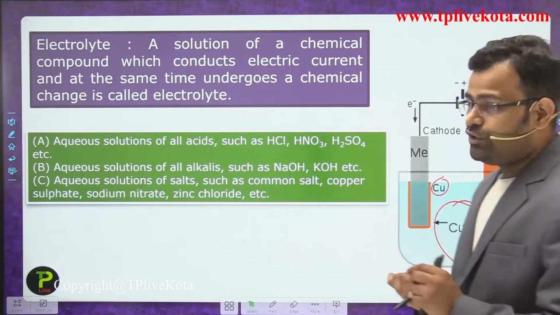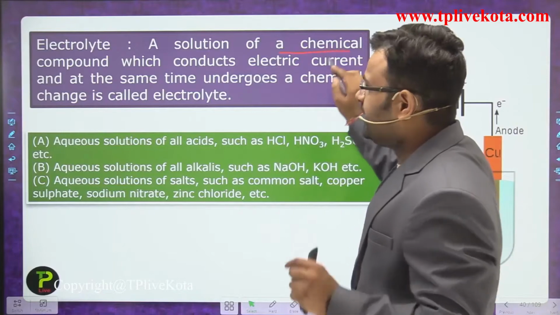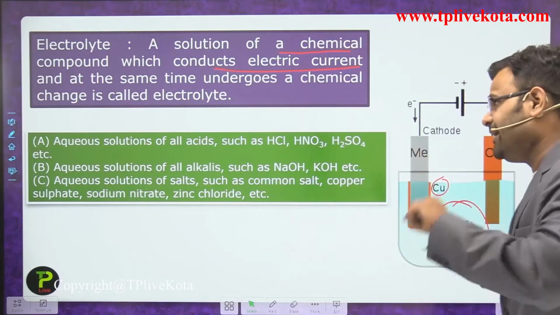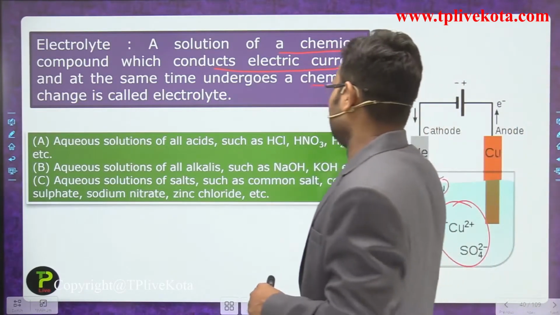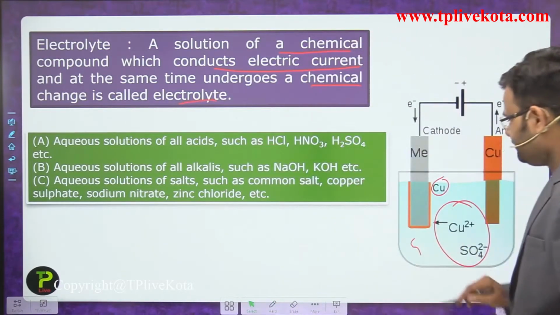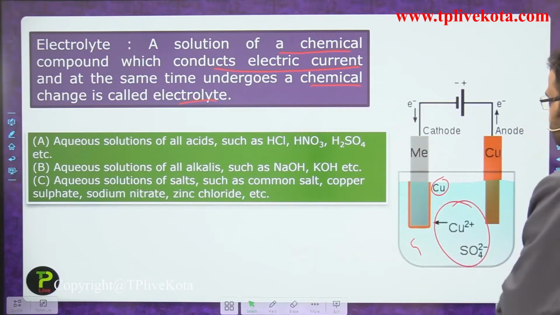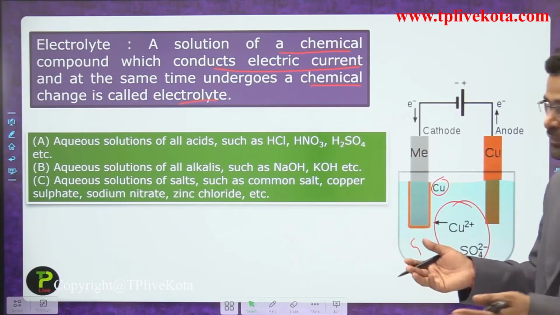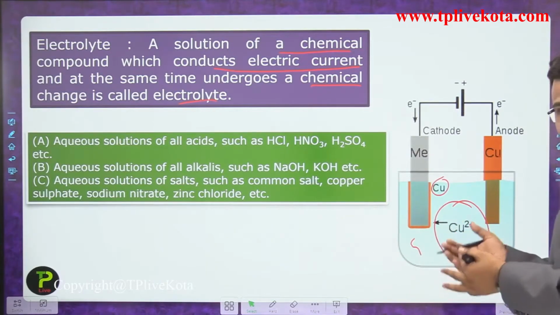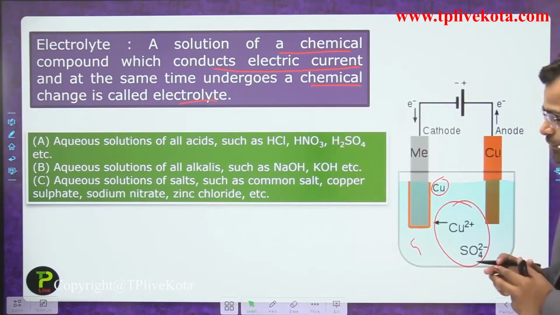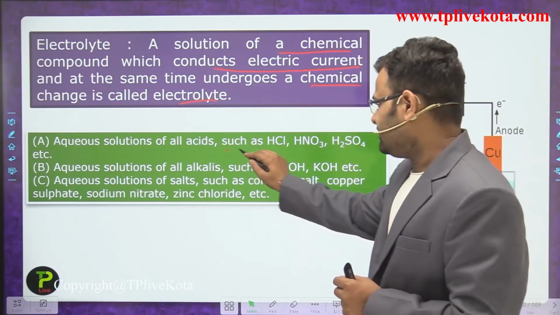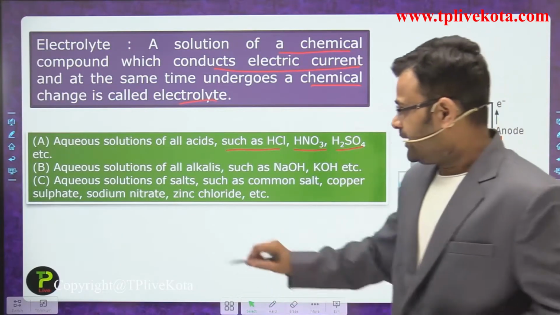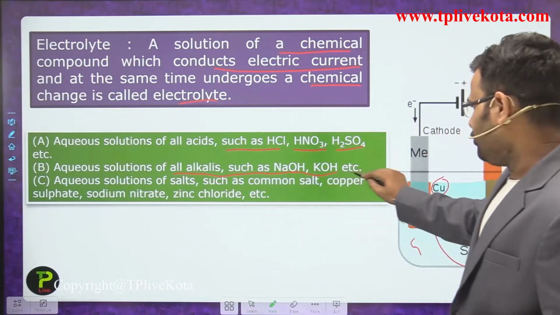Now, an electrolyte is a solution of a chemical compound which conducts electrical current and at the same time undergoes chemical changes. It is a chemical which is used, and when current is passing through it, it becomes separated. That means there is a chemical change of the electrolyte. So that is called an electrolyte. Aqueous solutions of all acids such as HCl, HNO3, H2SO4 are used as solutions. Aqueous solutions of alkalis, that is NaOH, KOH.